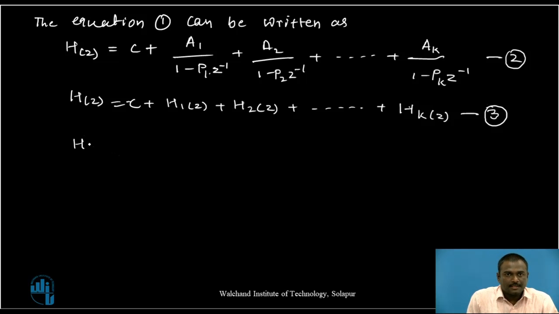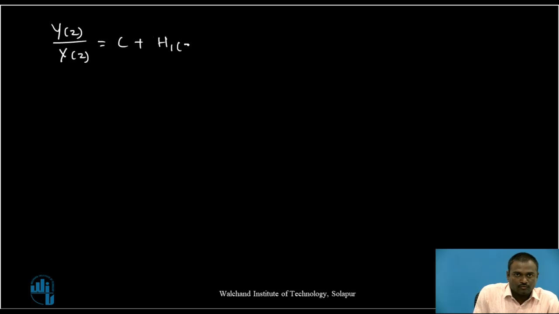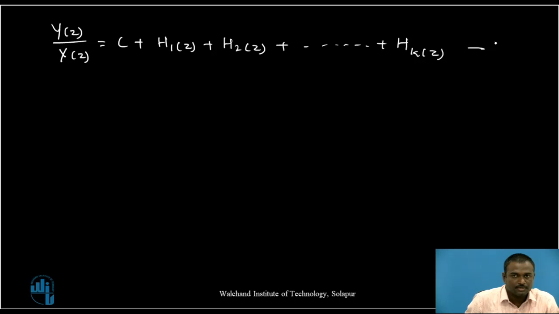We know that H of Z is nothing but Y of Z divided by X of Z. So now let us call this one as equation number 4. So let us use equation number 4 in equation number 3 here. So this can be written as Y of Z divided by X of Z is equal to C plus H1 of Z plus H2 of Z plus and so on, HK of Z. So let us call this one as equation number 5.